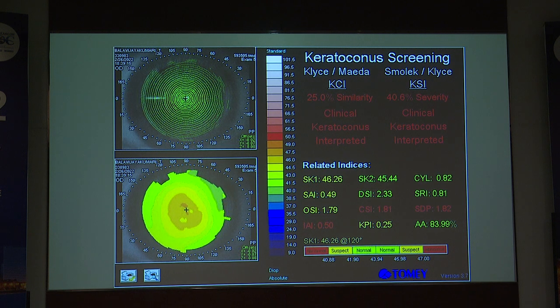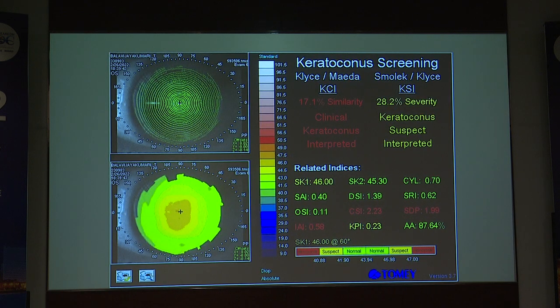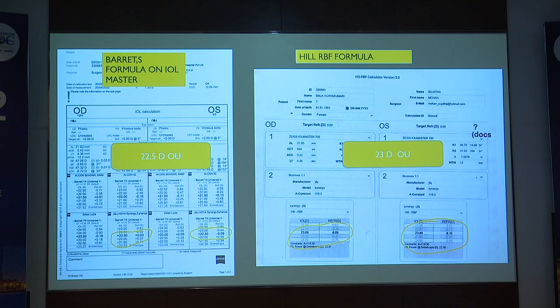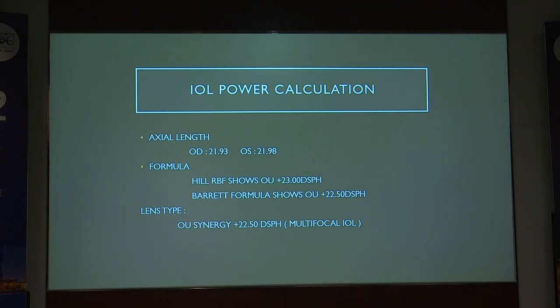So when you do a hyperopic ablation, you get a hyperprolate cornea, which is interpreted by the machine as keratoconus. So you can go ahead as long as the incision is well centered. You can see the ablation is a well-centered ablation. You can go ahead with a multifocal IOL. Again, using the Barrett's formula, and I also did this Barrett's formula on the IOL Master 700, which is very accurate. We also calculated with the Hill RBF formula, and they were very close to each other. So we put a +2.25 lens, and the patient was very happy.